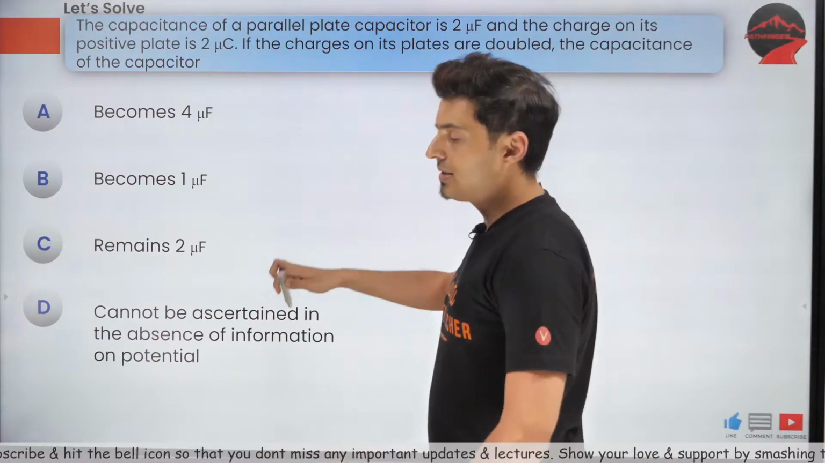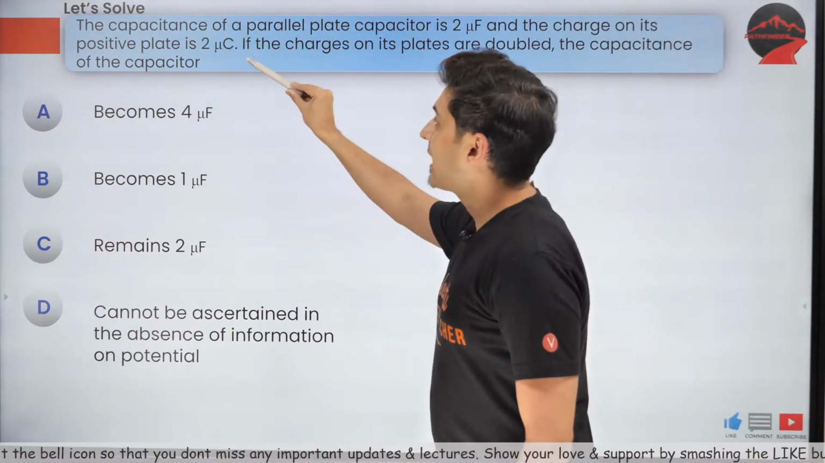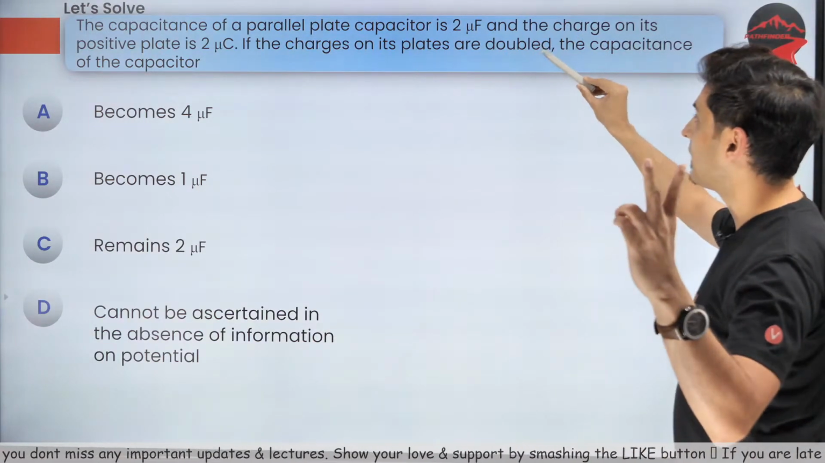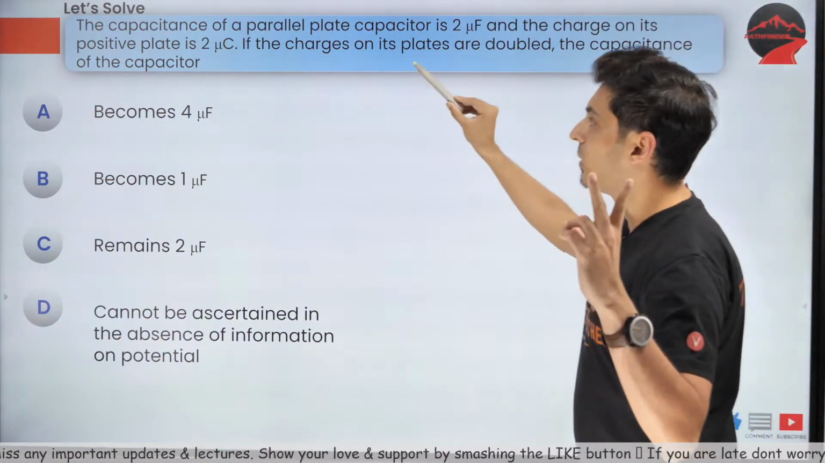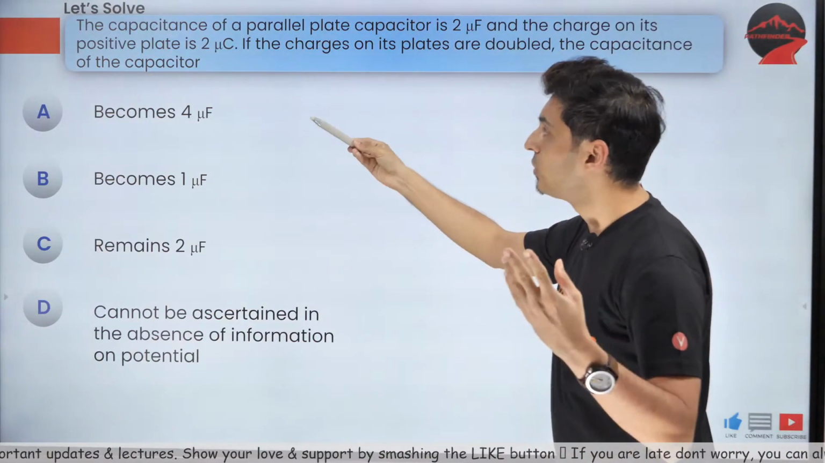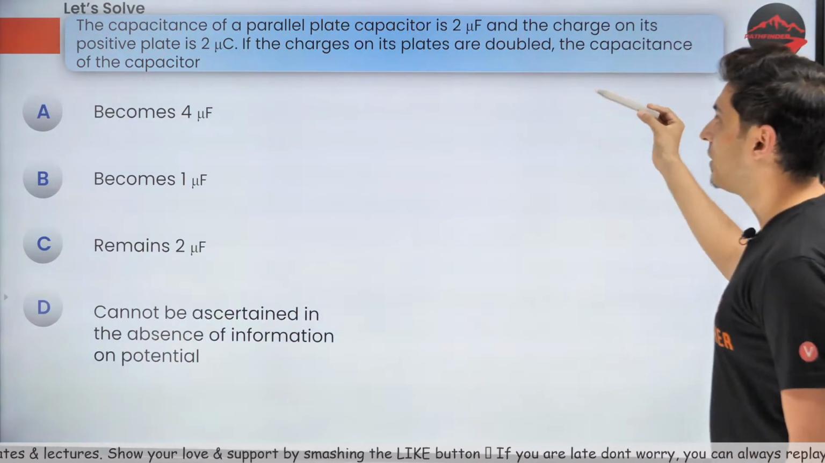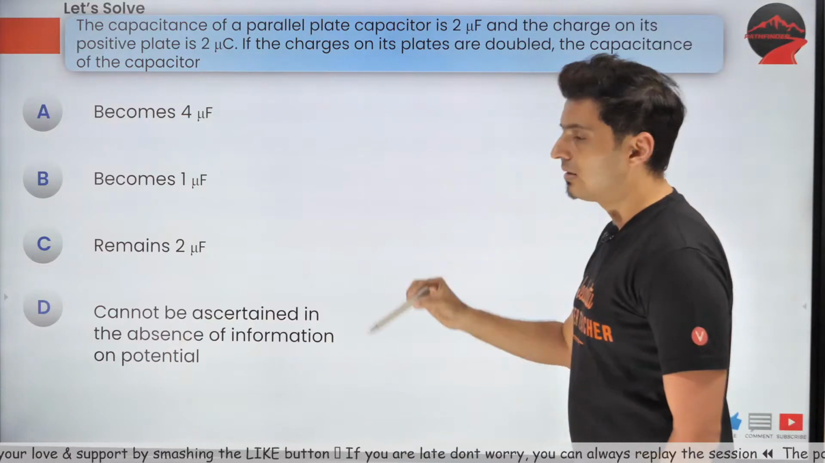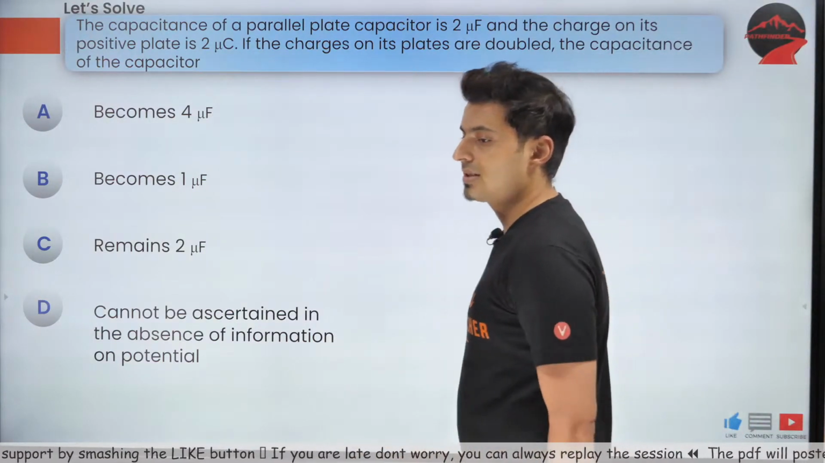Come on my warriors, let's see if we can do this. The capacitance of a parallel plate capacitor is 2 microfarad and the charge on the positive plate is 2 microcoulomb. If the charges on its plates are doubled, then the capacitance of the capacitor becomes how many times?